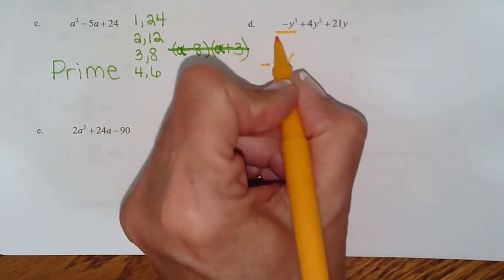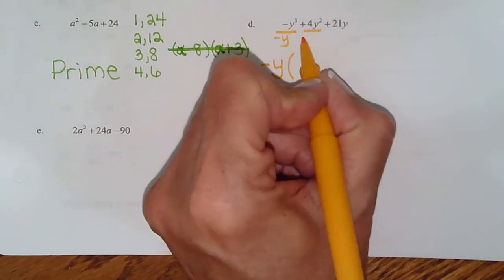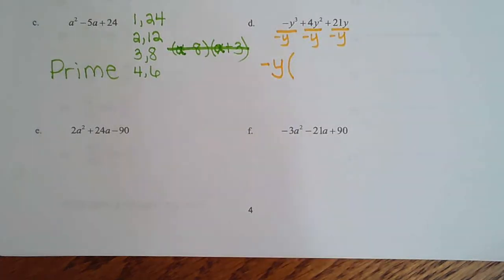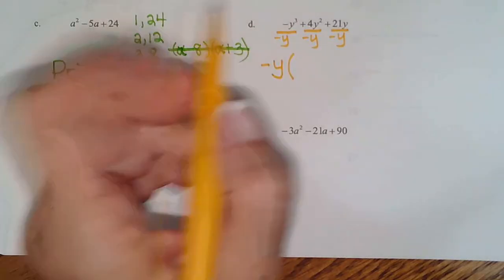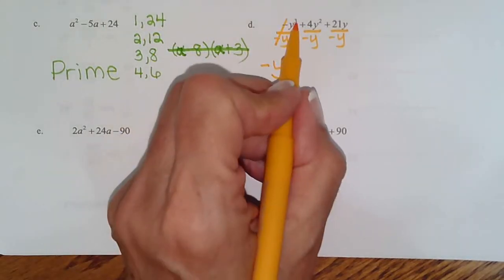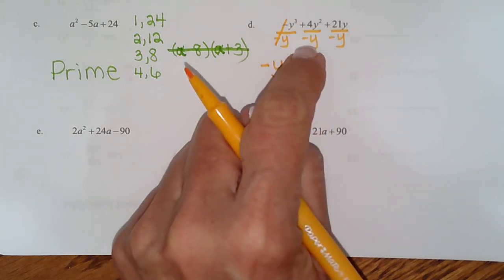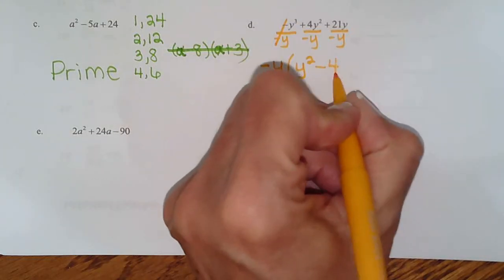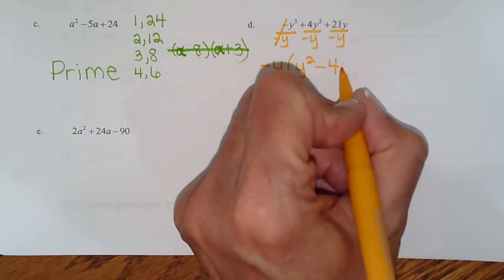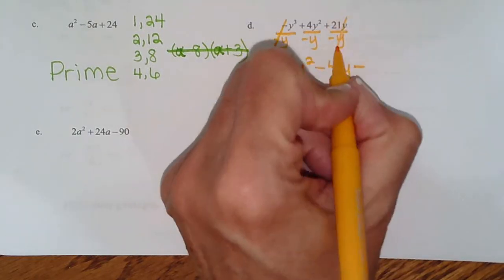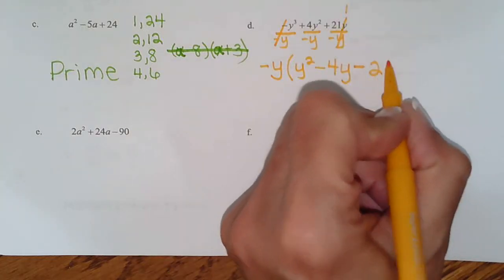And so that means we need to divide this term by negative y, this term by negative y, and this term by negative y. And what that leaves us is positive 3y squared, negative 4y, positive divided by negative, negative 21.